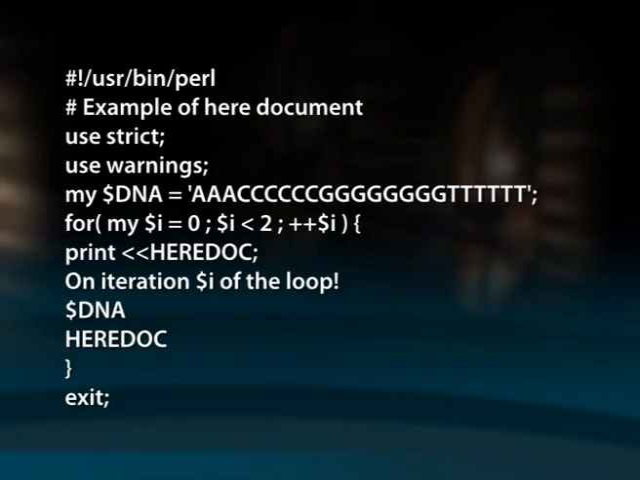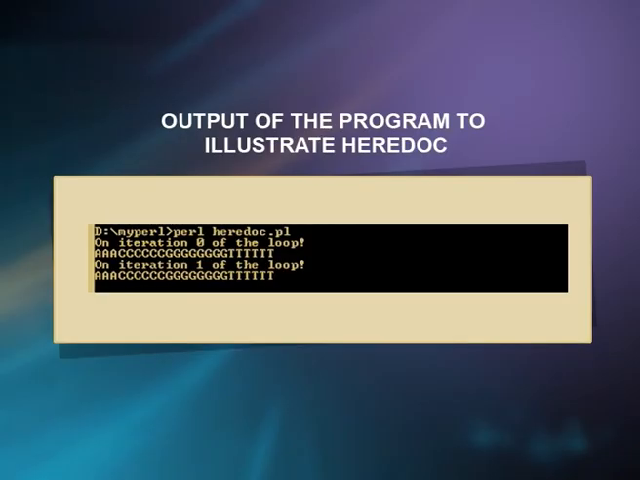Here the variable $DNA is initialized with a string. Next you can see a for loop to print the DNA sequence. It has $i equals 0 as initialized value and $i less than 2 is the condition, and it is incremented by 1 each time. Then print <<END; "On iteration $i of the loop $DNA" ends with END, and then exit. The output may look like the one given on the screen.